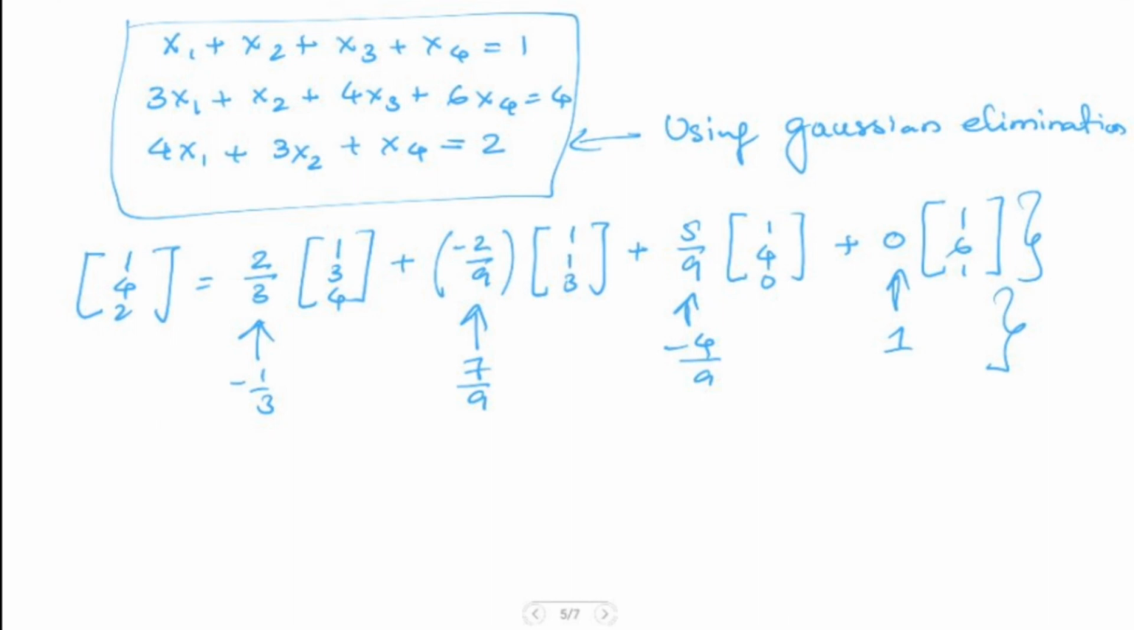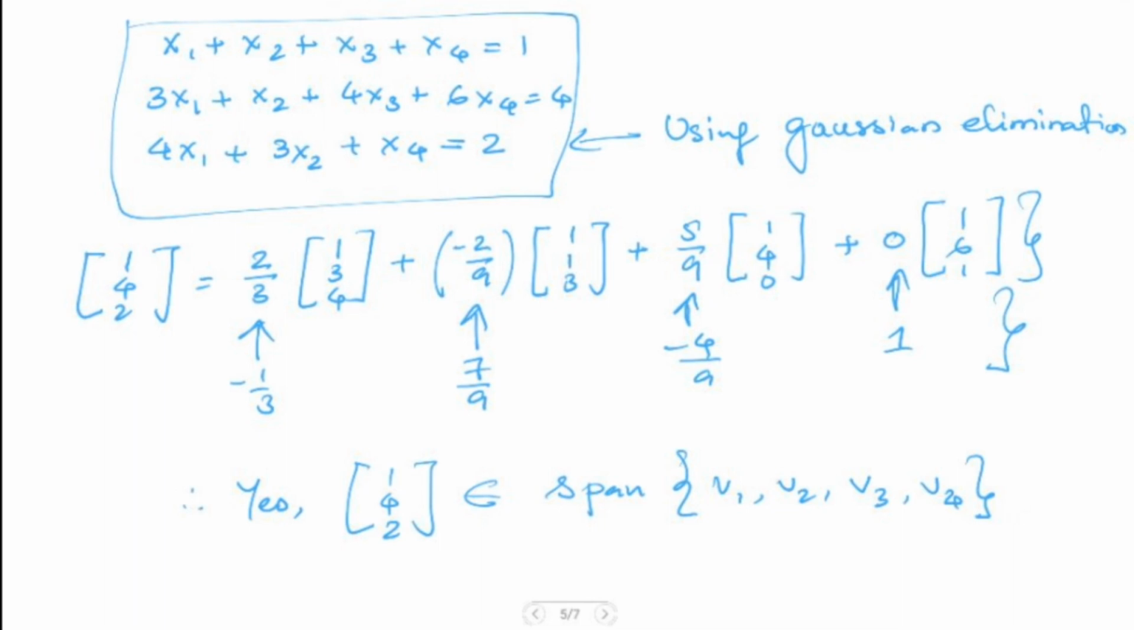So we can say that yes. Therefore, yes, the vector 1, 4, 2 is an element of the set span of the vectors v1, v2, v3, and v4. And that's the end of the first question.